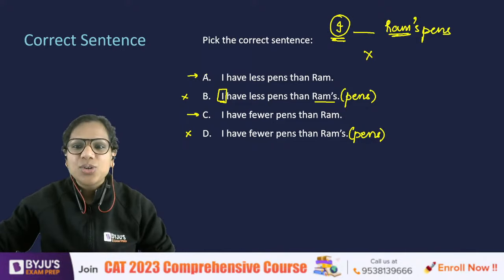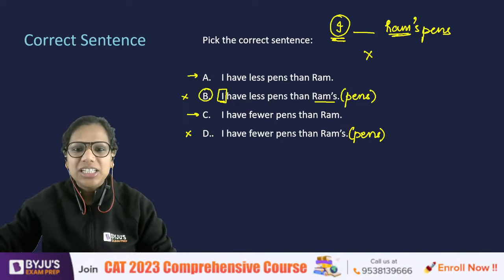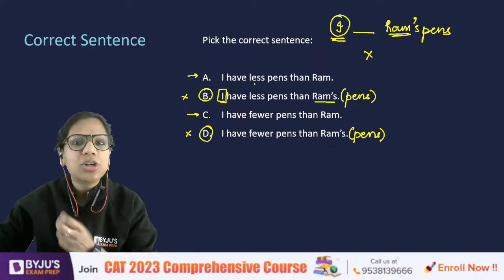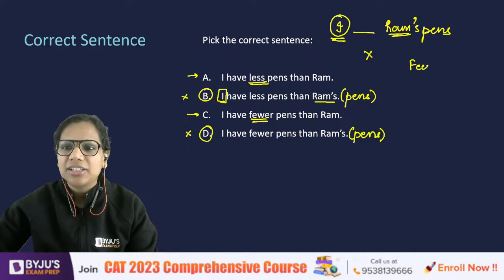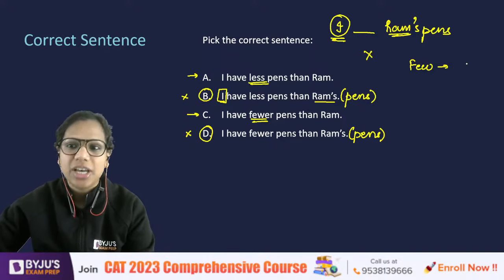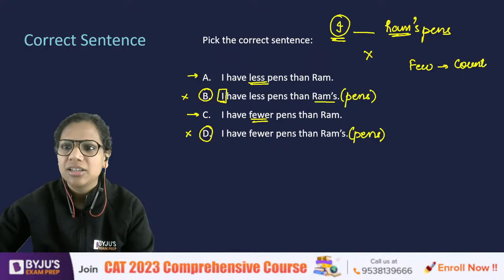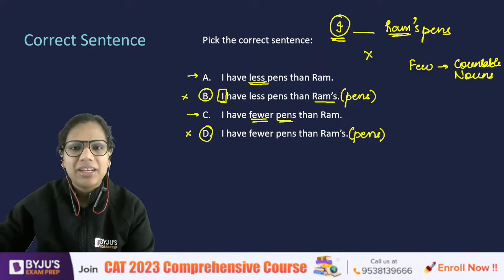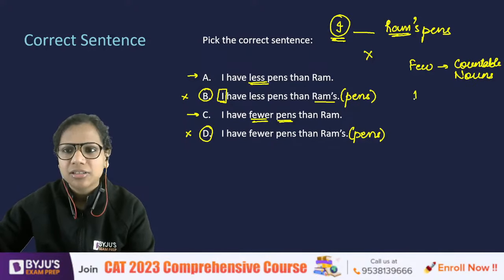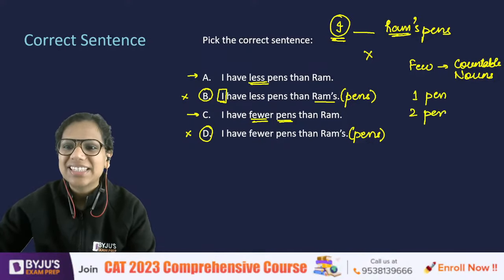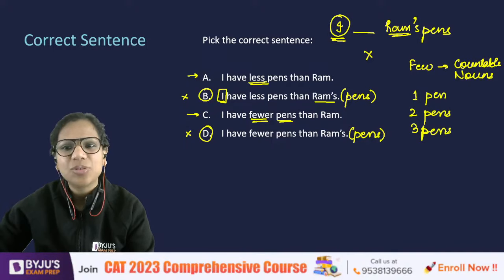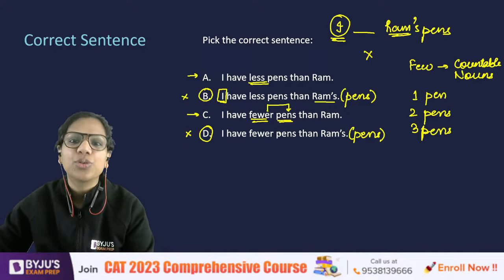I'm happy that you've eliminated B and D. Now between A and C, it's the usual concept that we discuss in our sessions. Few is a quantifier that we use with countable nouns, meaning those nouns that can be counted. Now look at pen. Can I count pens? Pen is a noun that lends itself to counting, isn't it? Two pens, three pens. I can easily count pens. So it should be few.